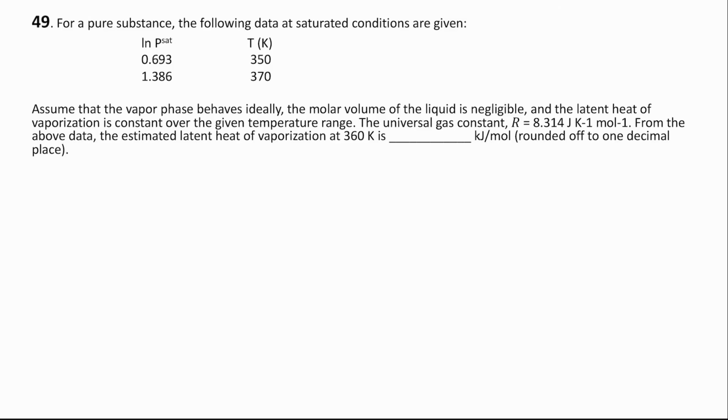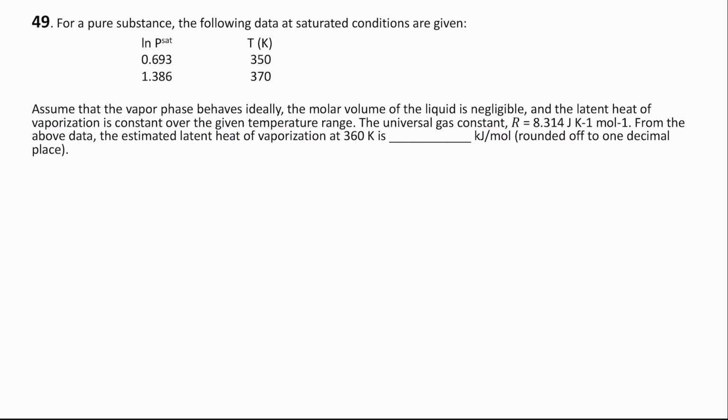Hello everyone. Today we'll be looking at a GATE 2022 chemical engineering question number 49. For a pure substance, the following data at saturated conditions are given. So the ln of P saturation is given as 0.693 at 350 Kelvin and 1.386 at 370 Kelvin.